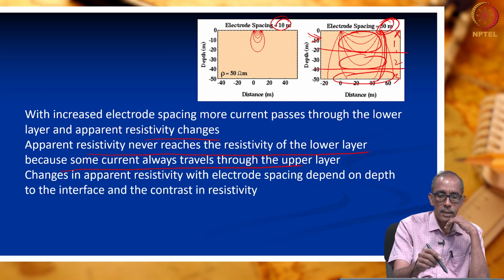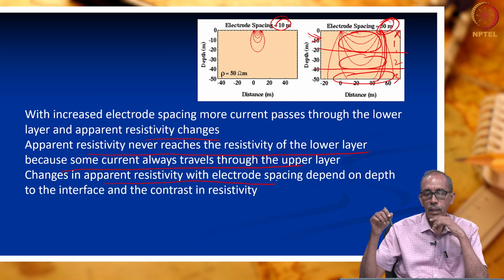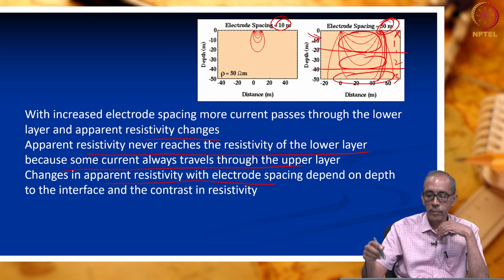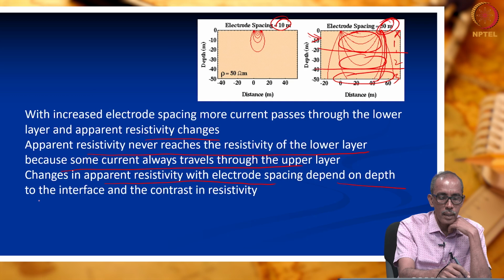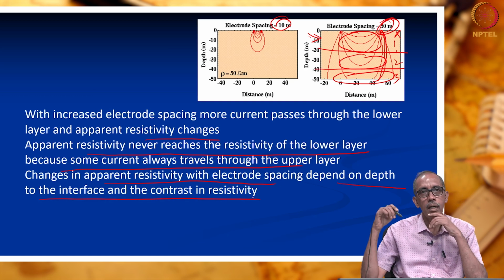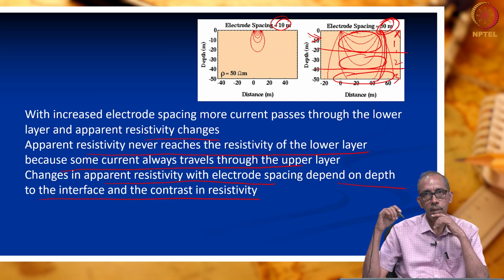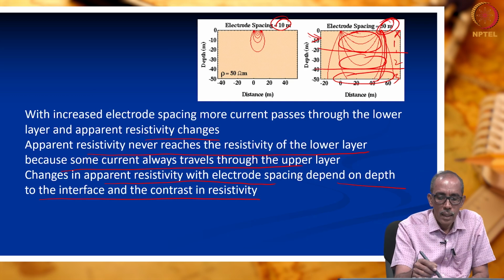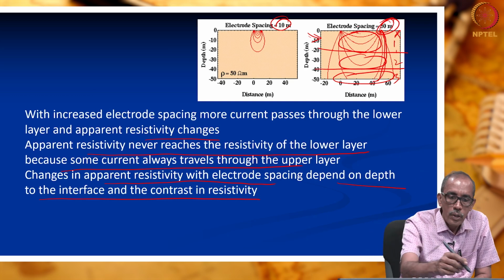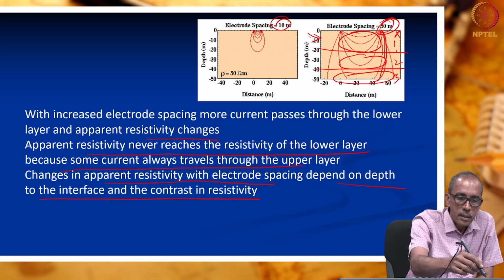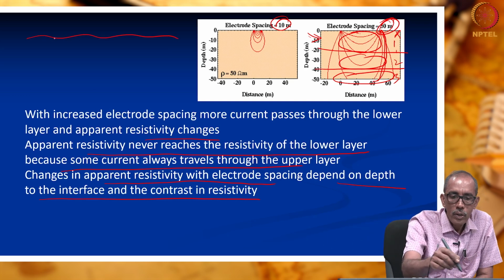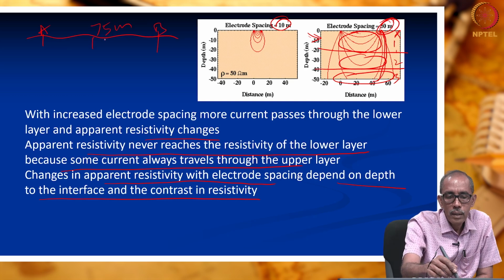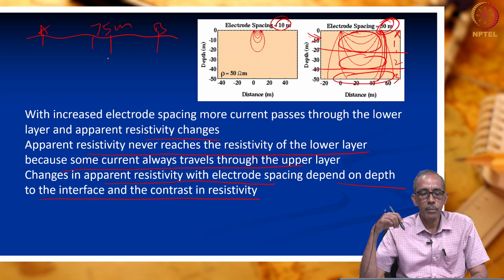Then changes in apparent resistivity with electrode spacing depend on depth to the interface and the contrast in resistivity. This we had almost discussed. So, what we mean here is the apparent resistivity which we are going to get for this configuration, let us say when the electrode spacing is 75 meters, A and B, and MN is somewhere here, let us say we are doing the Schlumberger method.